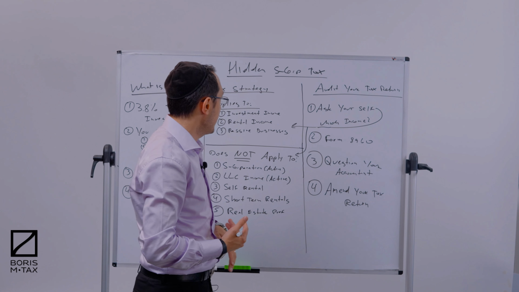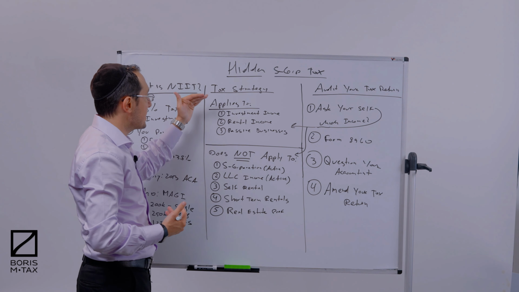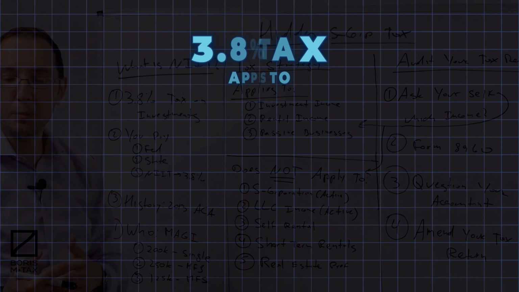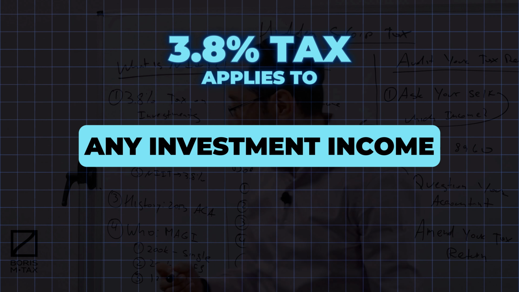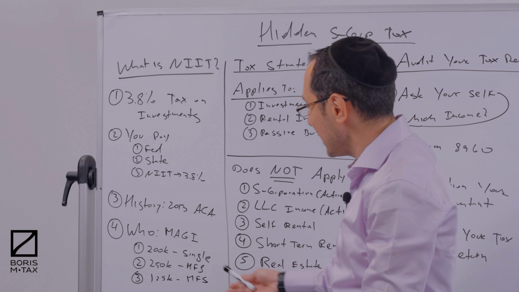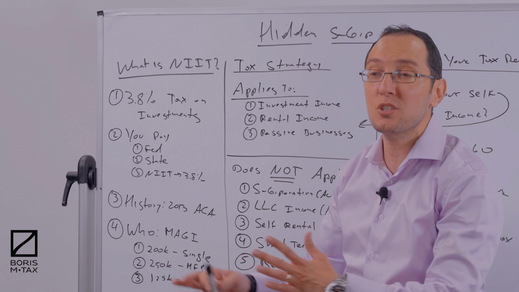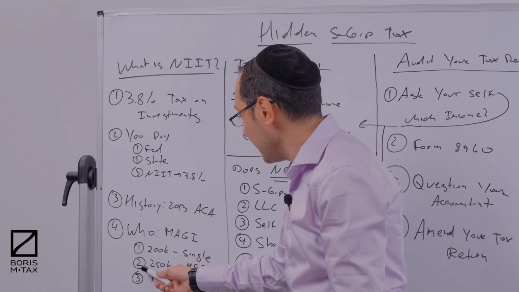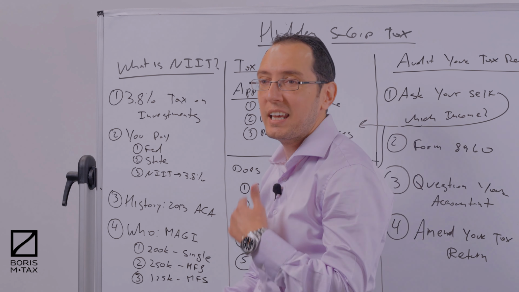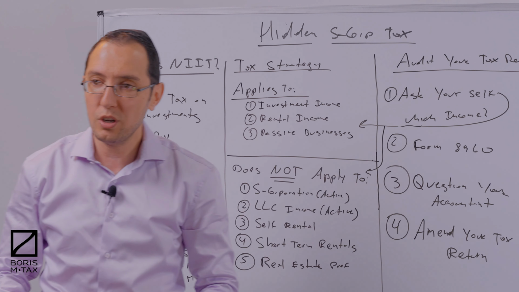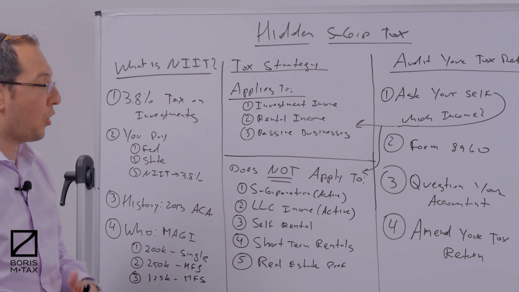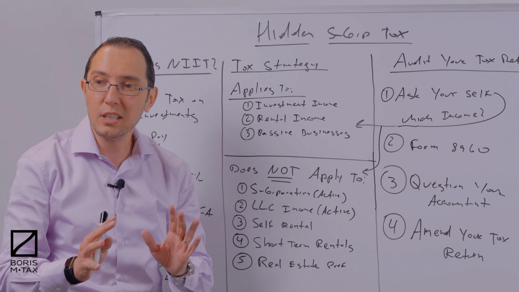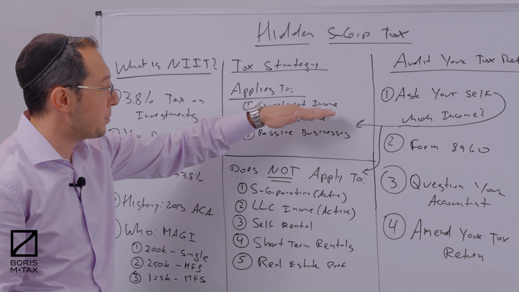Now, let's talk about who this really applies to. The 3.8% tax applies to any investment income, okay? If your income is over these thresholds, so let's say $250,000, let's use that threshold, there is a calculation done on your tax return on how to calculate that tax, right? It's either on the excess of the income or on your investment income. The calculation kicks in of how to pay that 3.8% tax.